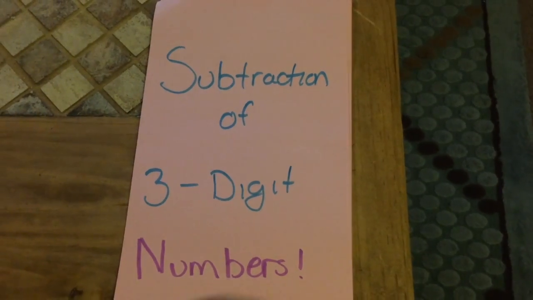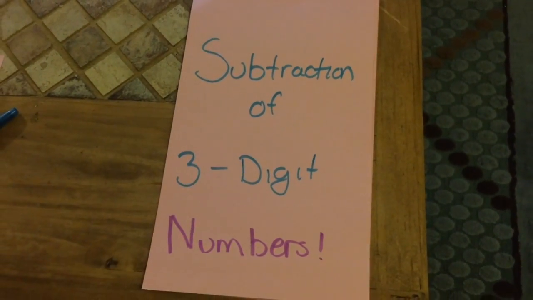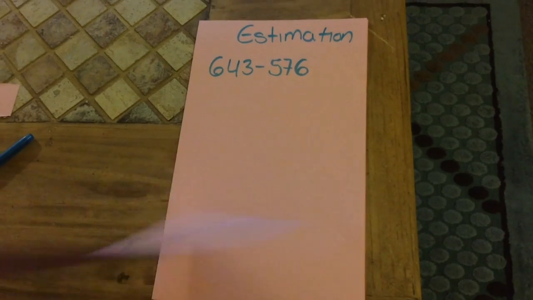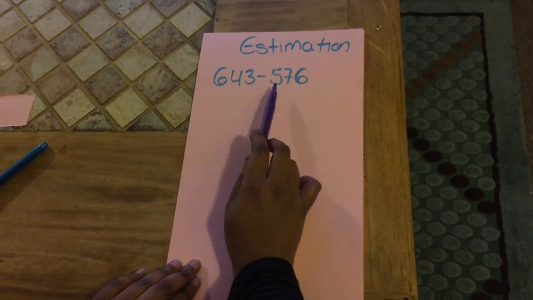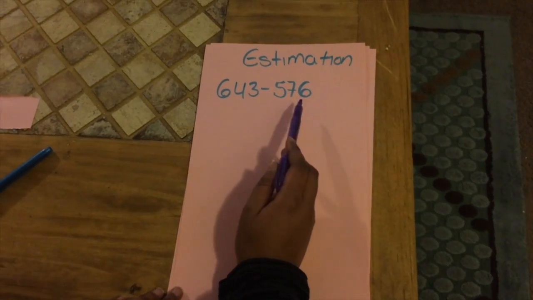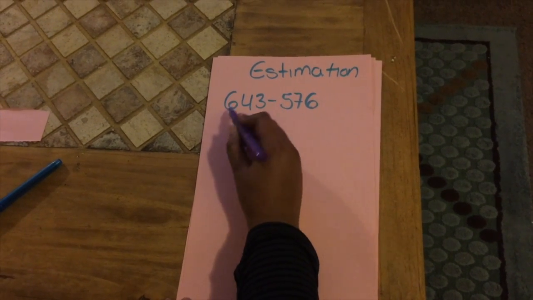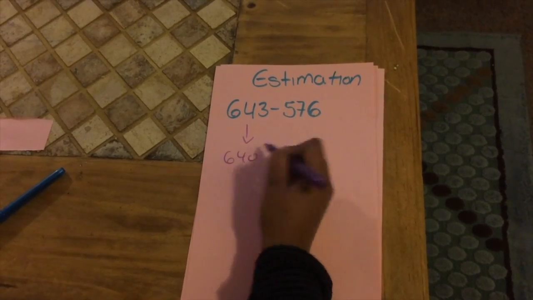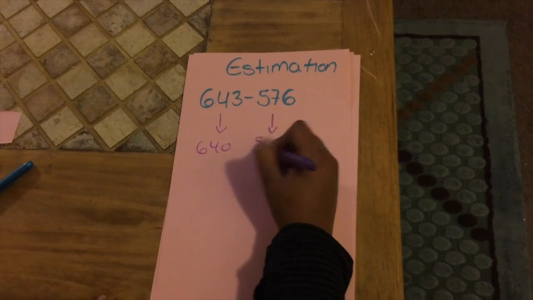Hi, today we'll be doing subtraction of three-digit numbers. Before we begin, let's do estimation. The numbers are 643 minus 576. To make the numbers easier to work with, we'll round to the nearest tens place. We'll make 643 640 and 576 580.